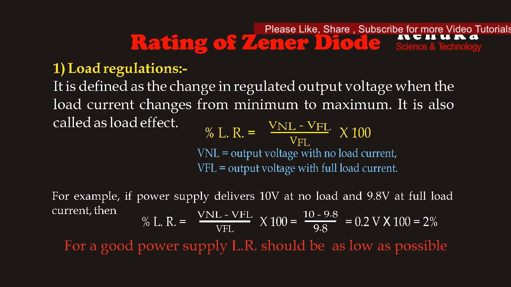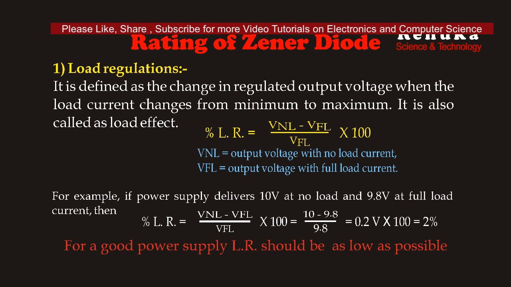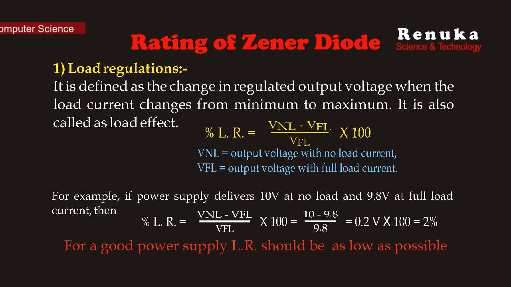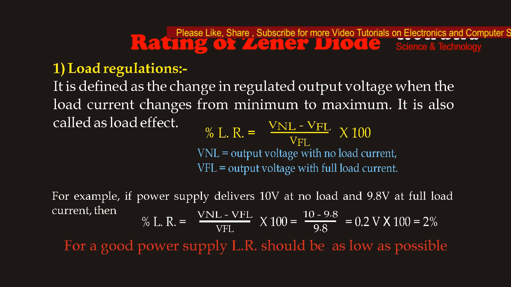Now what do we mean by V no load? It is the output voltage when no load is connected, that is, with zero load current. Second, V full load is the output voltage when the full load is connected with full load current. For a good power supply, load regulation should be as low as possible.